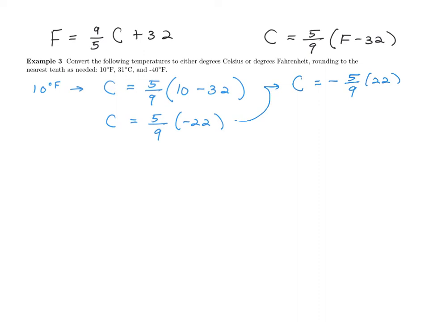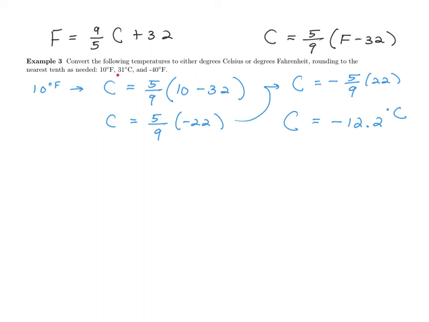And 5/9 times 22, if I round to 1 decimal, the tenth place, that is Celsius is equal to negative 12.2. And again, that's degrees Celsius. So 10 degrees Fahrenheit is negative 12.2 degrees Celsius. Notice that this is below the freezing point of water, but we still have a positive number here, yet over here, it's a negative number. One benefit of using the Fahrenheit scale is that when temperatures drop below the freezing point of water, you'll still have numbers that are not negative, and that's not the case for degrees Celsius.